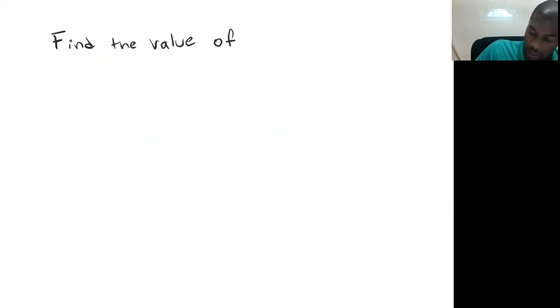So let's take a look at what some number expressions look like. If the question asks you something like, find the value of, and then they give you the number expression, for example, 9 plus 7, you can essentially treat that as an equation. And all you have to do is say, okay, what is 9 plus 7?